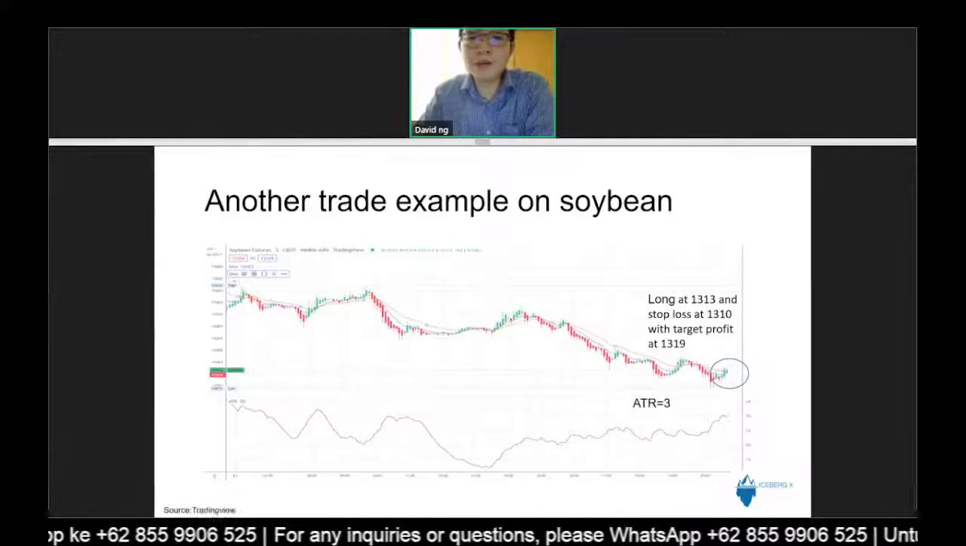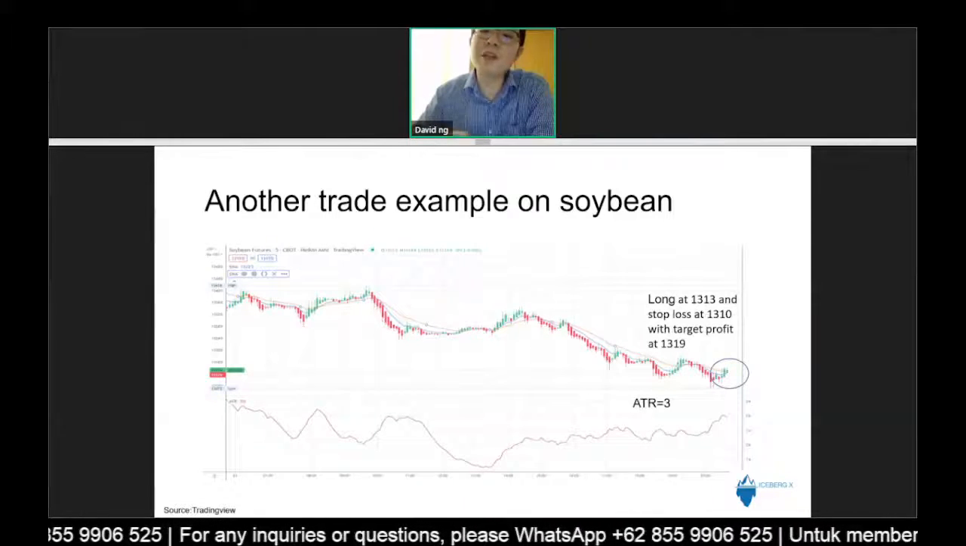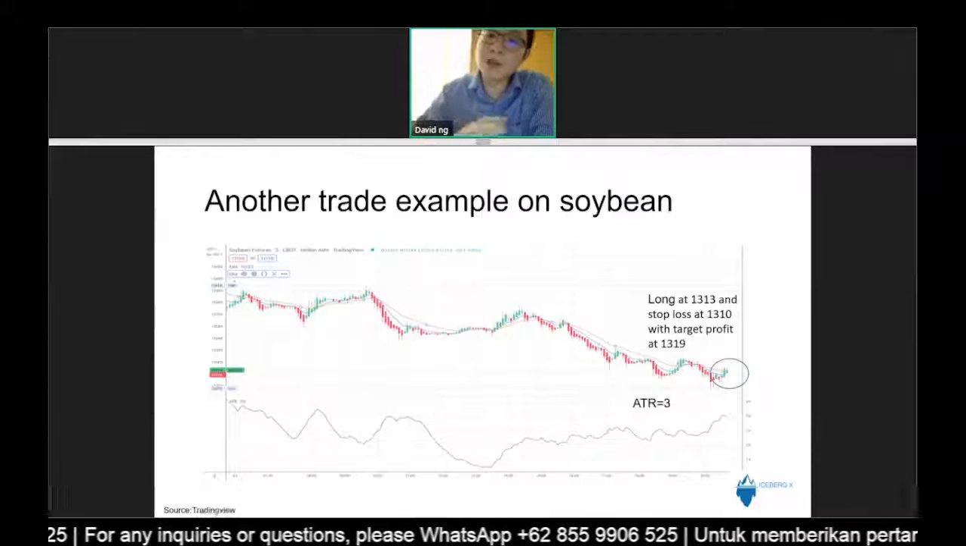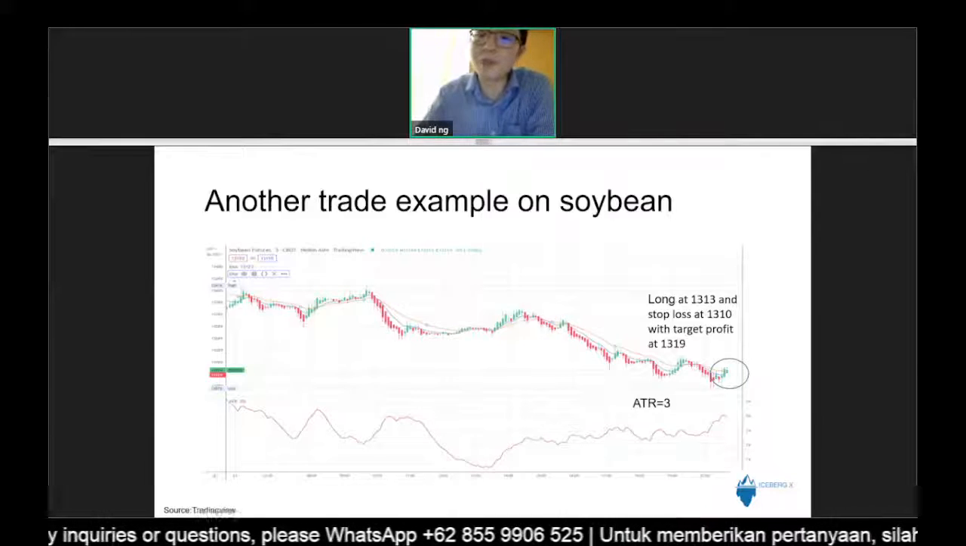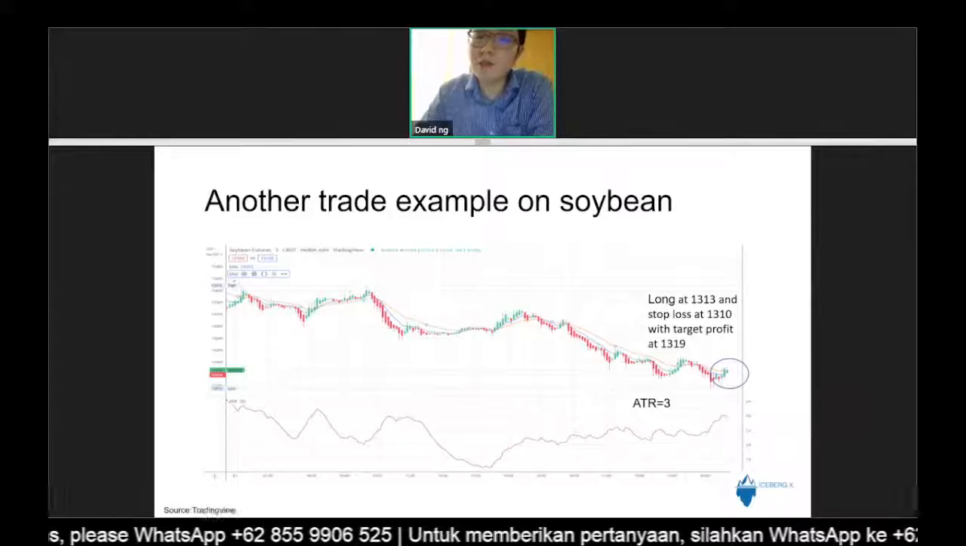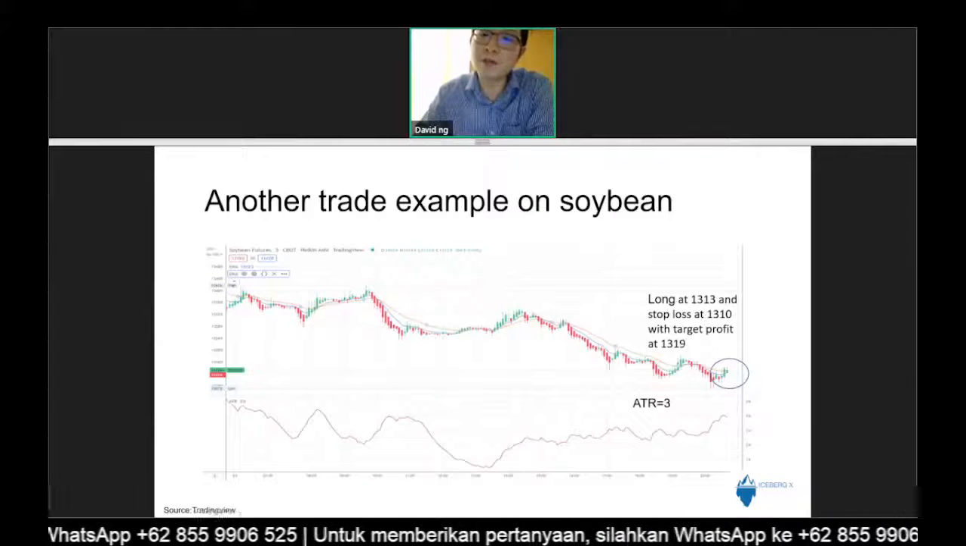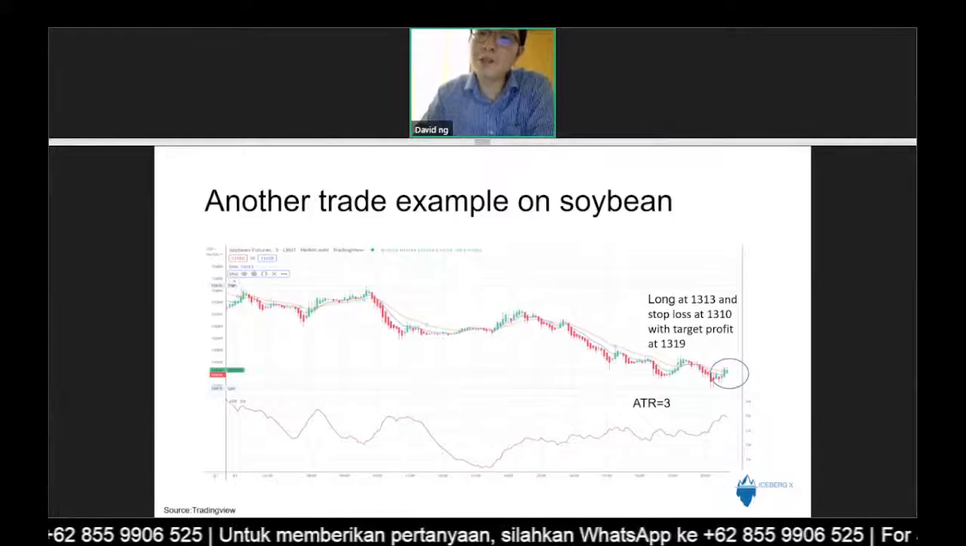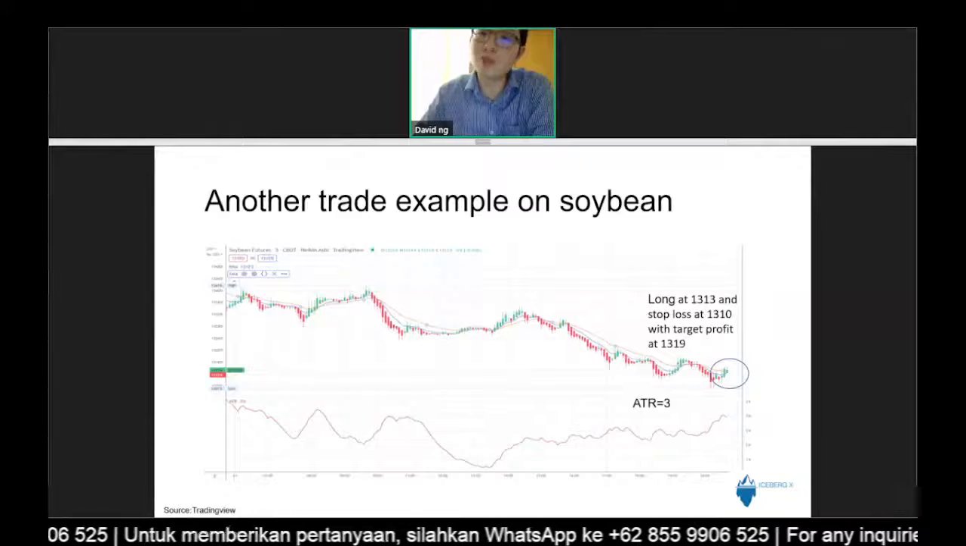Obviously, when the market becomes very volatile, your ATR value will increase, so eventually your stop loss level will be bigger and wider. That's important for us to take note of. If you are using the ATR value, you have to remember that as the volatility of the market increases, your ATR value will also increase.